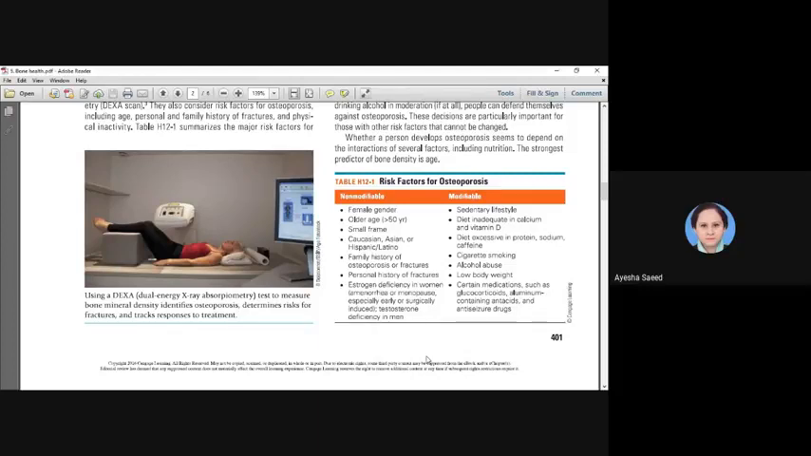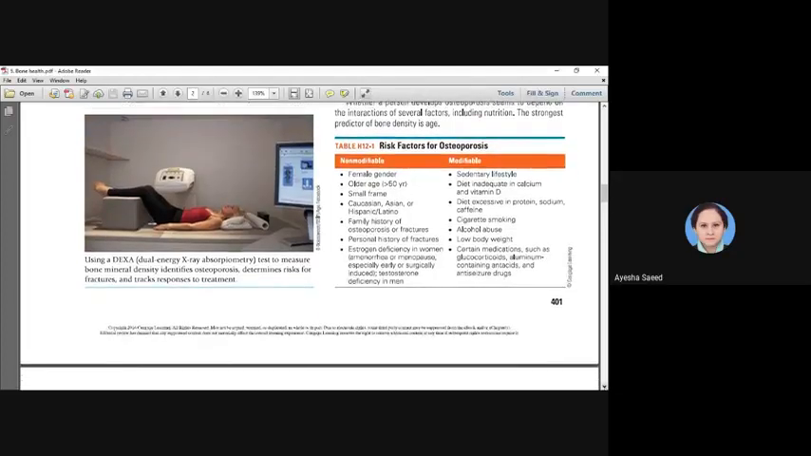Caffeine, cigarette smoking, alcohol abuse, low body weight, certain medications such as glucocorticoids, aluminum containing antacids, and anti-seizure drugs. These medications also hinder calcium absorption, thus causing calcium deficiency and osteoporosis. Low body weight. Weight bearing exercises have been found to be beneficial for structuring of the bones. So research has also shown people who have more weight have lesser chances of osteoporosis and bone fractures.